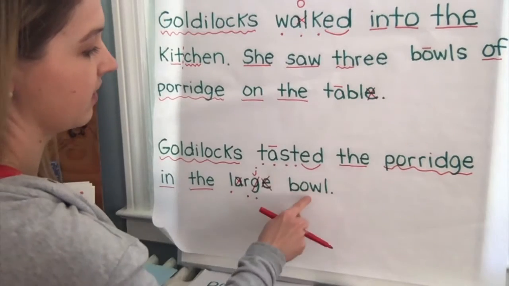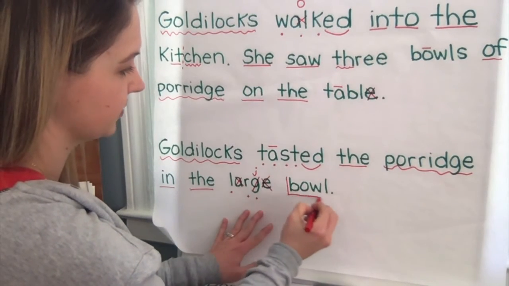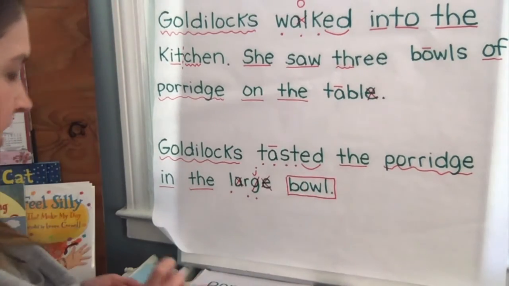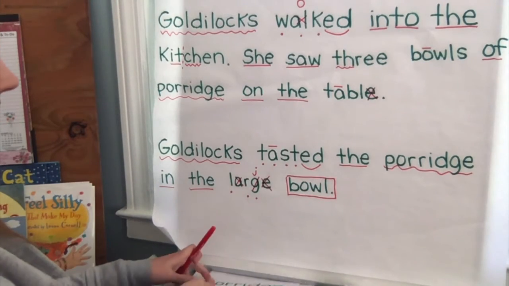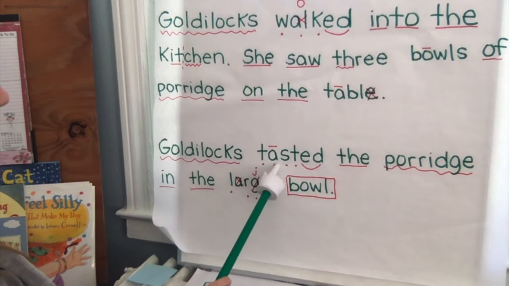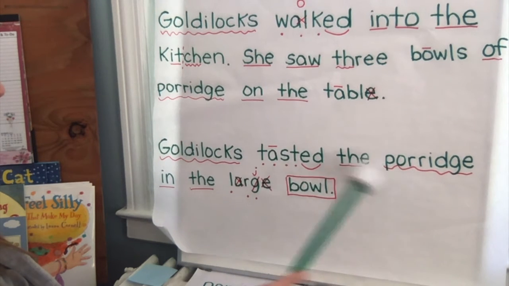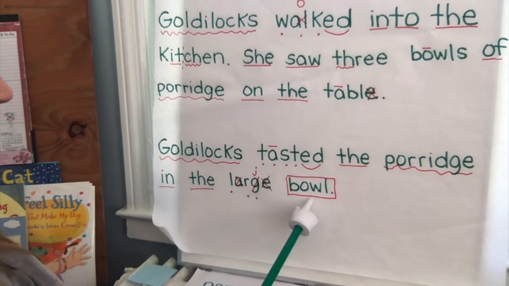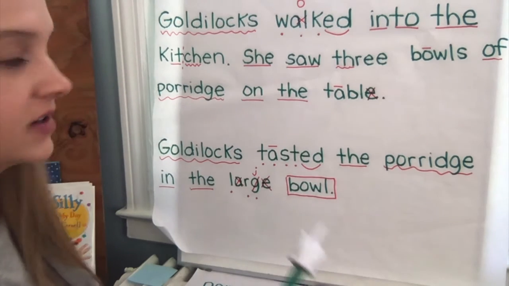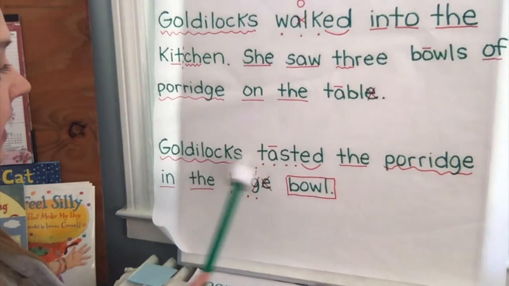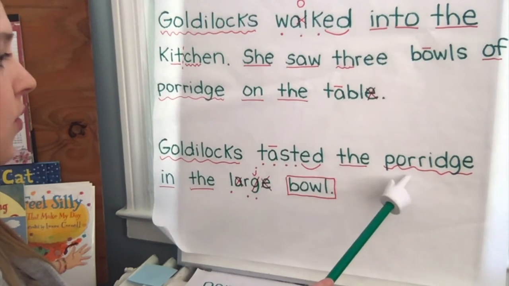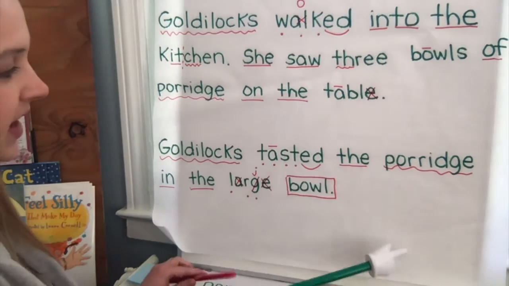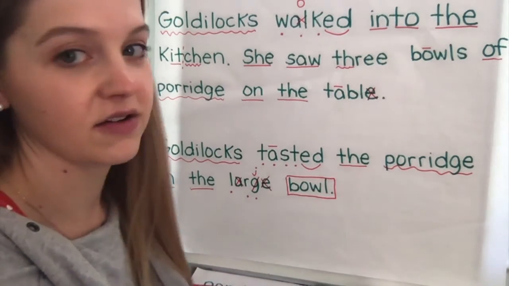This word we've already done, so I'm going to draw a box around it, and you can borrow what we read here for here. Go ahead and try reading that line on your own. And let's try it together with a strong teacher voice. Goldilocks tasted the porridge in the large bowl. Excellent. Great job reading for the narrator today.